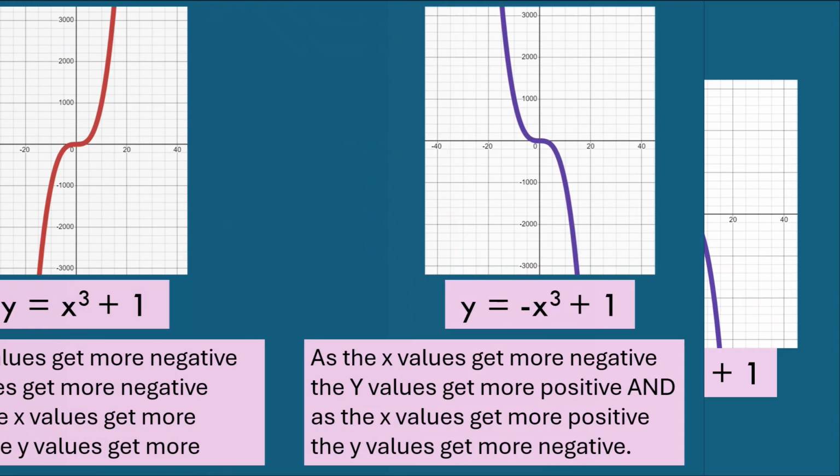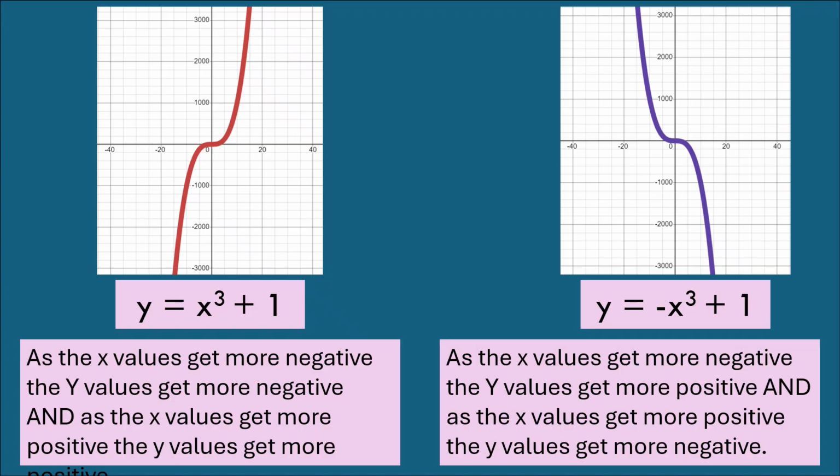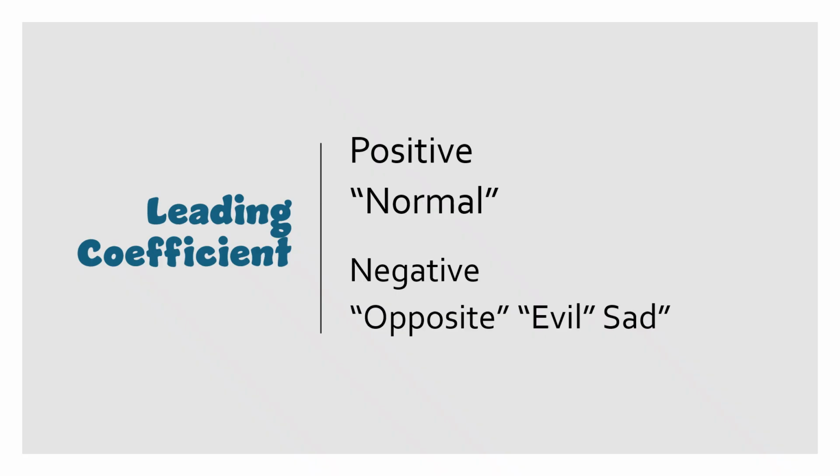So with y equals x cubed plus 1, as the x values get more negative, my y values also get more negative. But as my x values get more positive, my y values also get more positive. And for y equals negative x cubed plus 1, as the x values get more negative, my y values get more positive. And as my x values get more positive, my y values get more negative. All right. So if the leading coefficient is positive, then it's the normal way, and that's how I'll say it. But if it's negative, it's opposite.